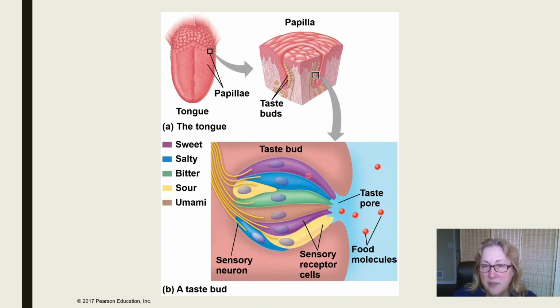And these individual receptor cells, each one will only respond to specific chemicals in your food and then send a signal. And we can also detect similar things. We also have thermal receptors in our mouth, pain receptors in our mouth, as well as taste buds.